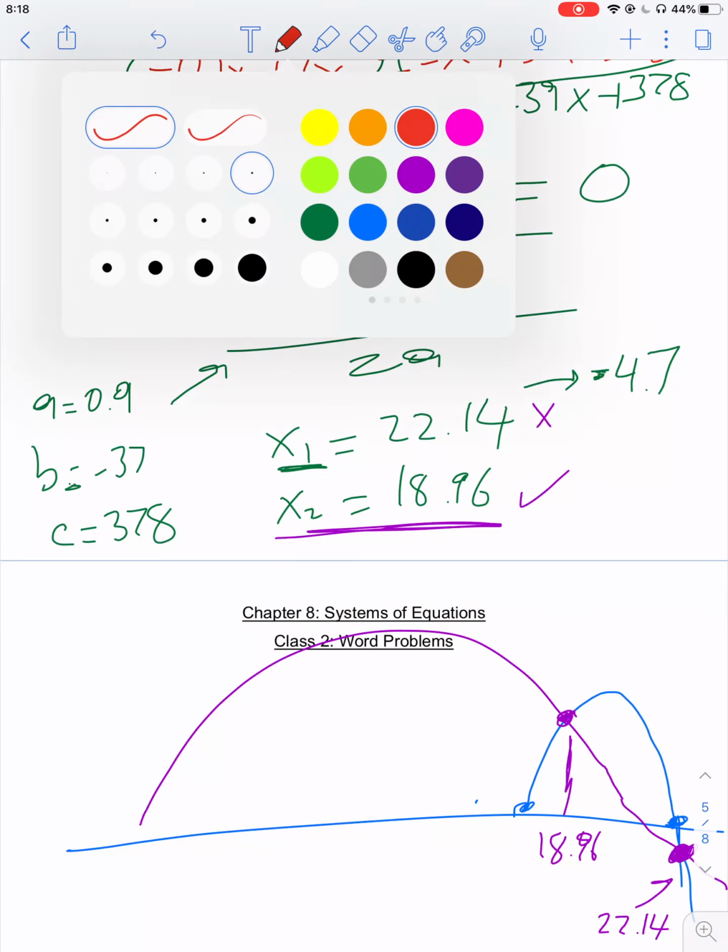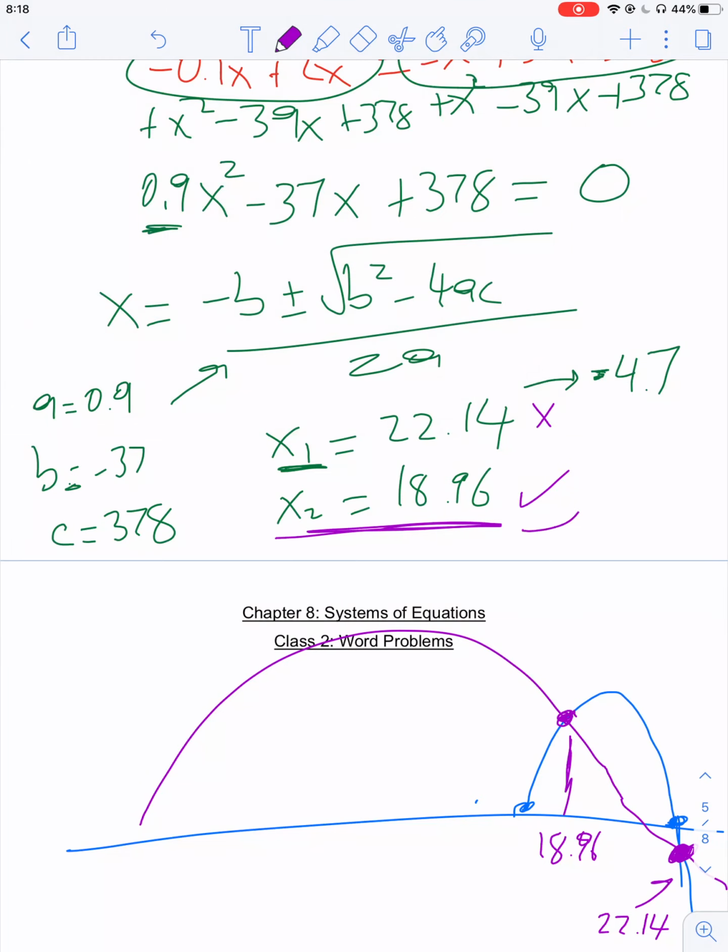Please find the y value for this one on your own. Okay, or maybe, you know what, I'm just going to do this for you. I think it will be reasonable. It's not going to be too high because that person won't be able to jump that high, right? So it should be a reasonable height.